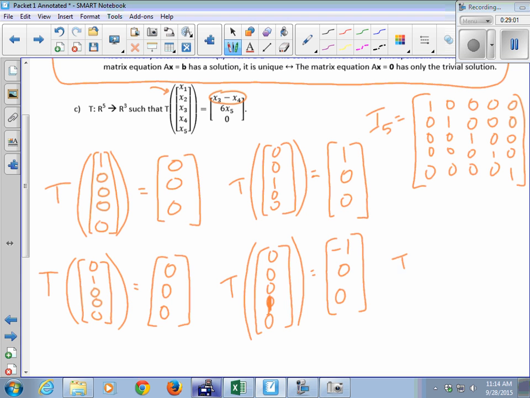And then one more, T of the last column of the identity matrix, 0, 0, 0, 0, 1. x3 minus x4 would be 0. 6x5 is 6, and 0.